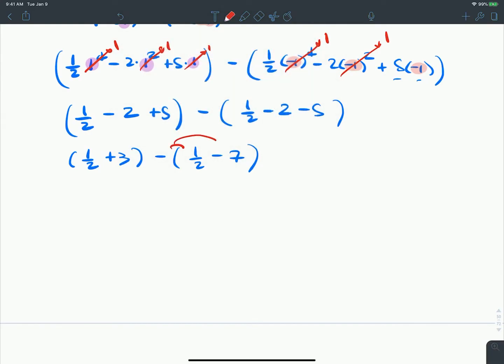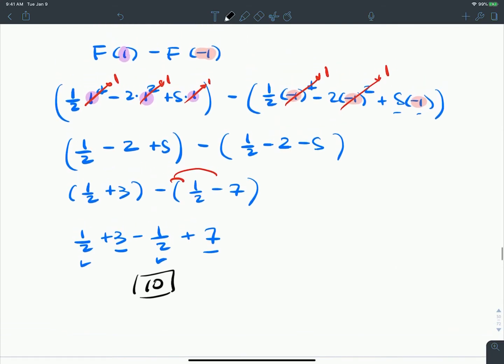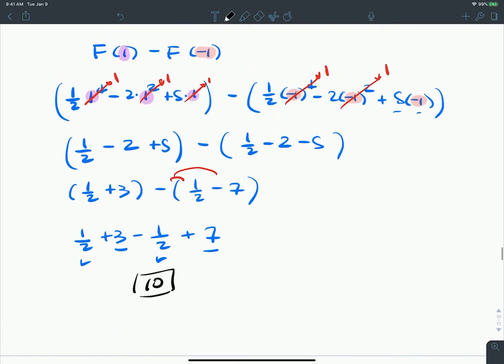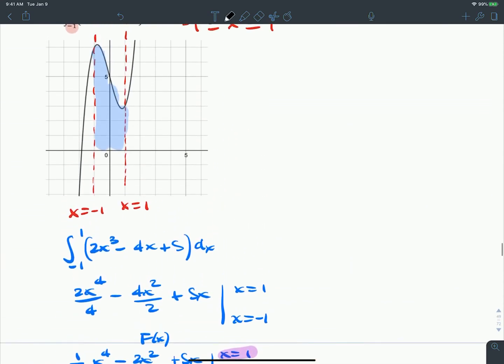So with our arithmetic, we're going to distribute: 1/2 plus 3 minus 1/2 plus 7. So notice that positive 1/2 minus 1/2 will be 0, and that leaves us with the 3 plus the 7. Final answer here is going to be 10. And there you go. So the area here is just 10.